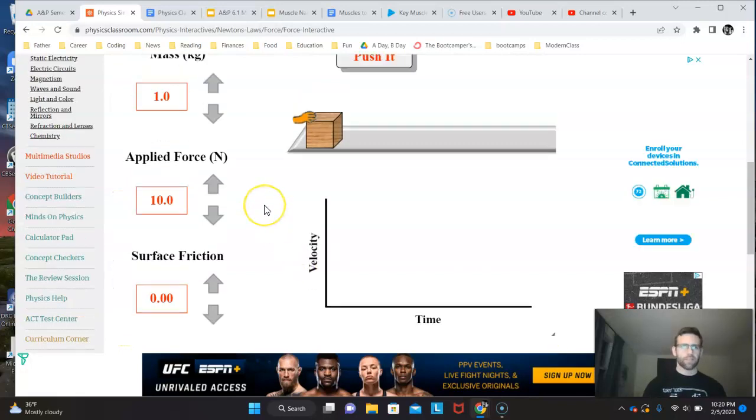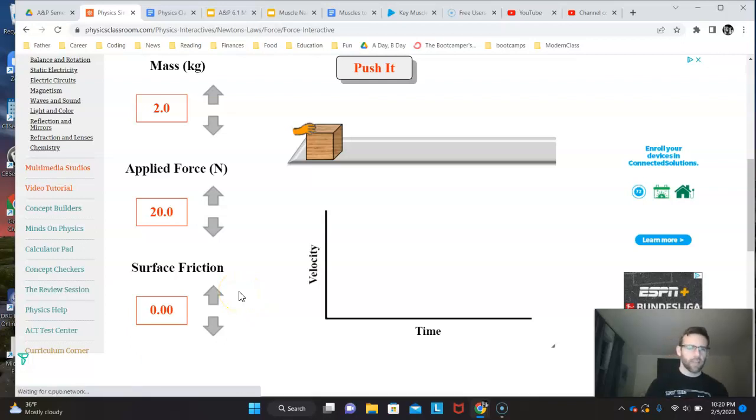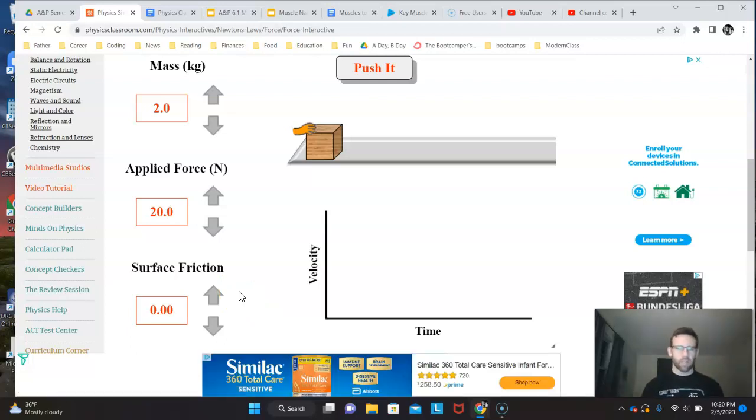And this is what the interactive looks like. So you can play around with a few things. You can play around with the mass of the object. You can play around with the applied force. And you can play around with friction, though we are not going to focus on friction quite yet. That's something that we'll talk about in a couple of lessons. So I would leave that at 0. But you can play around with these two things.